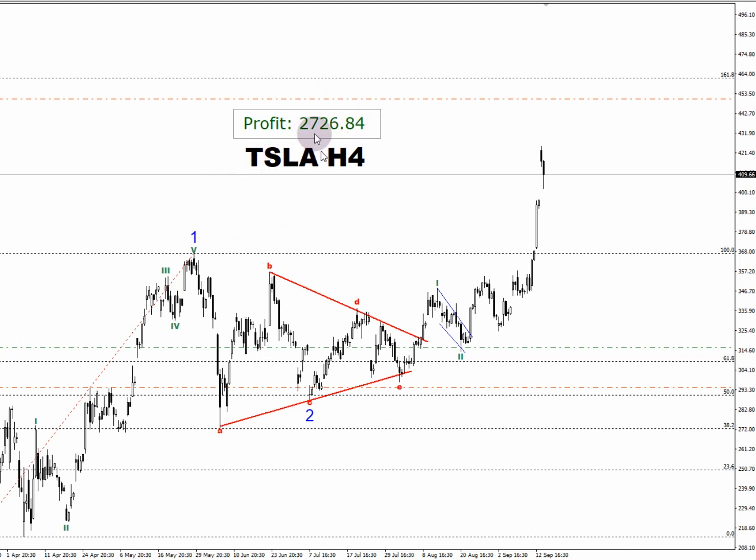Congratulations to everyone on the profit. I believe that many individuals have been able to make money here, as I have already noticed your messages reflecting that. I noticed that many individuals held various positions on Tesla. Essentially, that is how everything unfolded. We experienced the initial wave of impulse, followed by a corrective ABCDE triangle pattern.